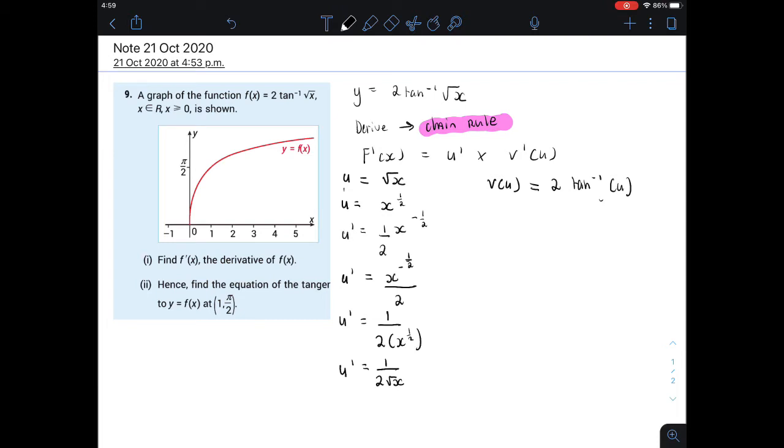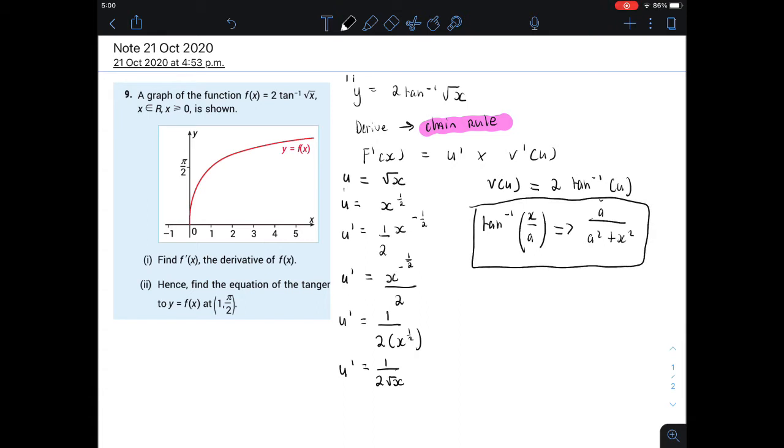Okay, so we found u prime, and now we have to find v prime in terms of u, so that's the derivative of v in terms of u. So to derive this value, we're going to use page 25 of our log tables to see the derivative of inverse tan of x. The inverse tan of x over a derives to a over a squared plus x squared. So let's use this rule to derive v, which is written in terms of u. Okay, so that's on page 25 of our log tables.